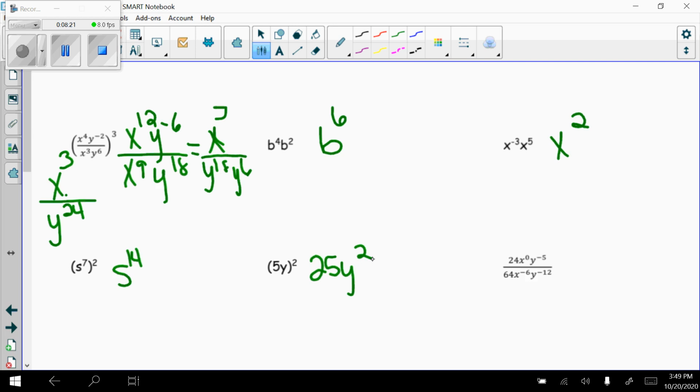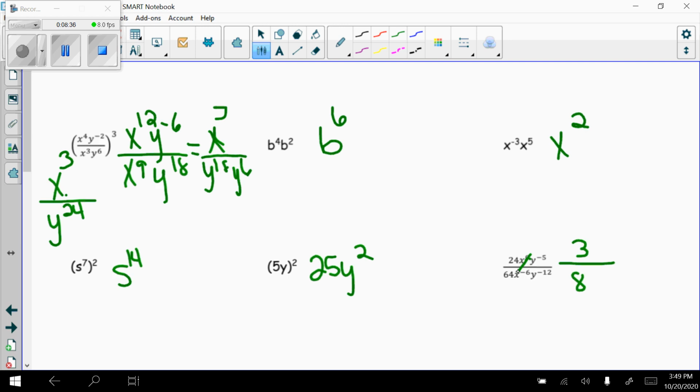All right, 24x to the 0, y to the negative 5th over 64x to the negative 6, y to the negative 12th. So I have a 24 and a 64. I see that they both have an 8 in common. So 8 goes into 24 3 times, 8 goes into 64 8 times. X to the 0 just turns to 1.